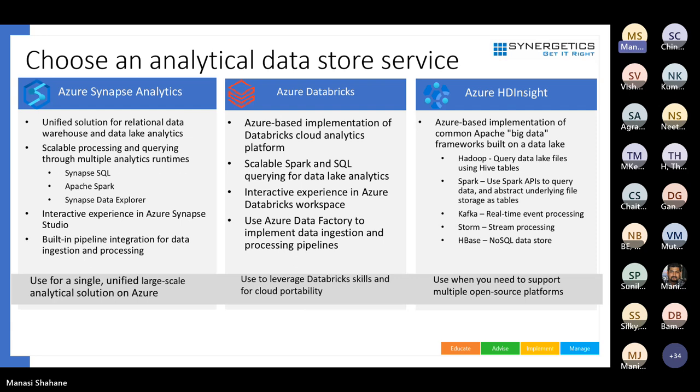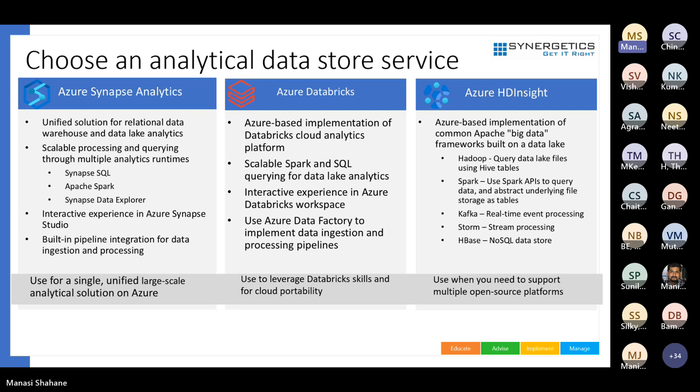So these are some of the analytical stores that you can use: Synapse, Databricks, HD Insight. Synapse is like a data warehouse for large scale data analytics. Basically the engine behind all the processing is Spark, and when you work with Apache Spark in this environment, you have lots of flexibility.